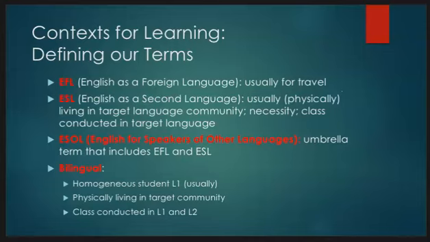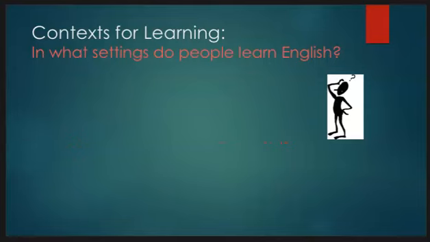And they are physically living in the target language community, the English-speaking community that is. And so what you see is that classes are then offered or conducted in both the first language, Spanish, Polish, Mandarin, and the second language, in this case, English. And so students are learning probably a lot of both language and content in those classes in both L1 and L2. There are a variety of contexts in which people learn English.